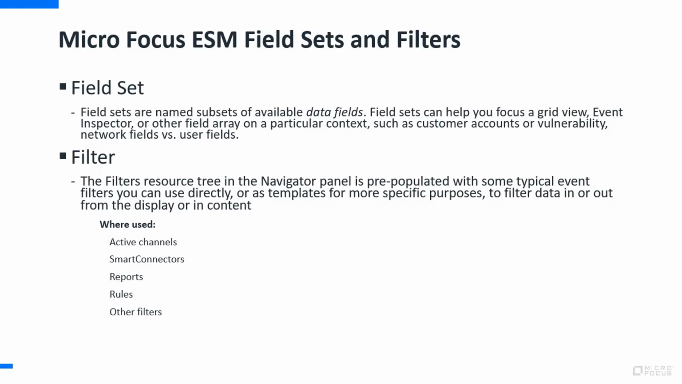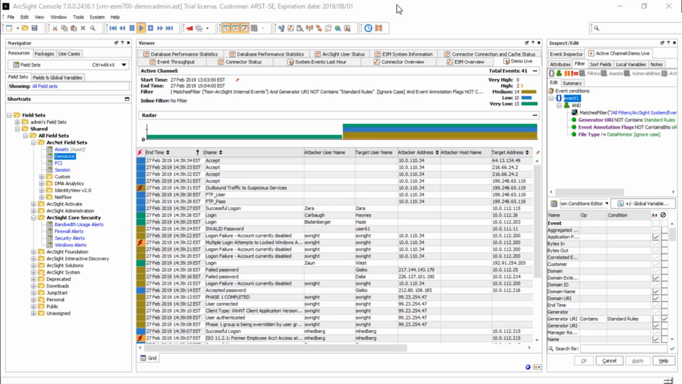So we'll go ahead and use the ArcSight console to take a look at both of those things, field sets and filters. For this first part of the example, we'll talk about field sets. In this case, I have an ArcSight console for ArcSight ESM version 7.0. I've got on the right-hand side a demo live active channel. So I had some demo events playing in.